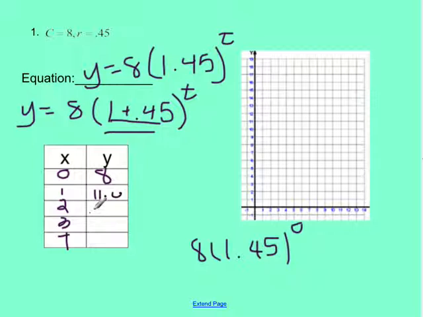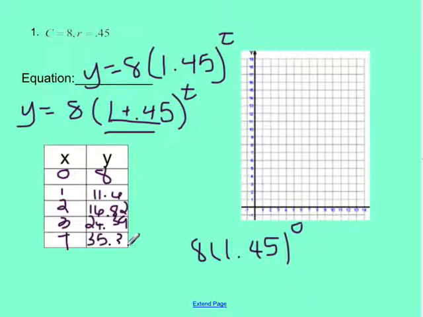And then again, I'm going to plug in 2. That's 16.82. Be calculating this along with me. Make sure you're doing it right. If not, let me know. We'll take a look at it together. So then here you should get 24.39 and here 35.36. So let's go ahead and let's graph that.